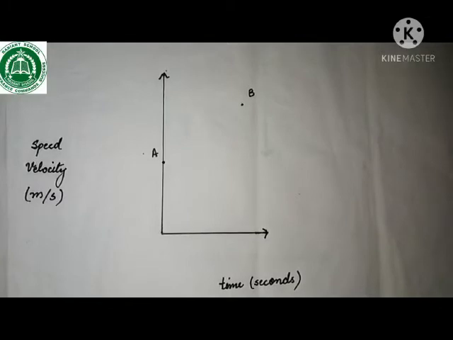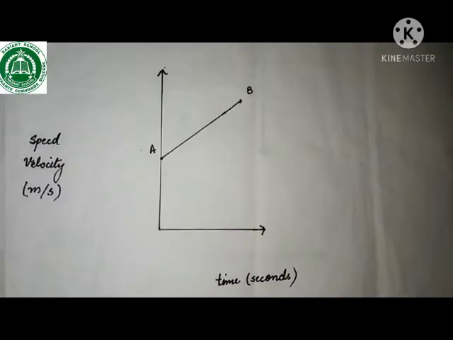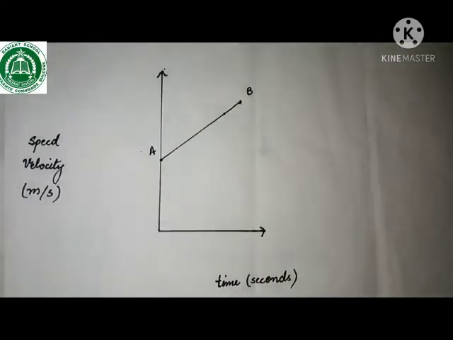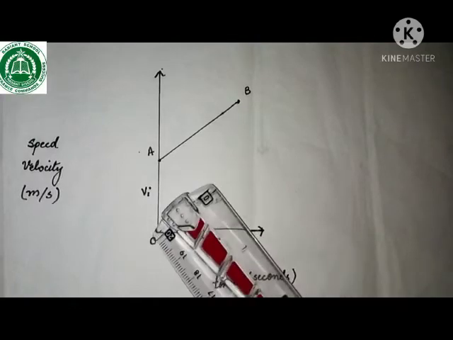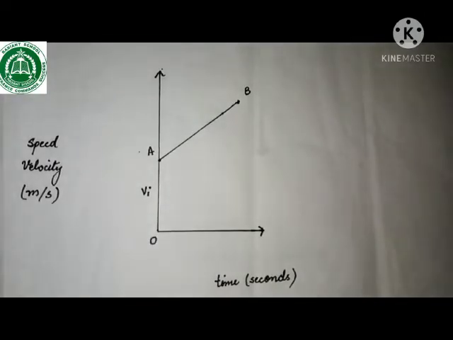The next step is we have to join point A and B with the help of a scale. Now AB is the required graph, but we have to do some further steps at this point. Let me make one thing clear. What is the point A? A is the point at which our observation started, and this is the point where the body was moving with initial velocity VI. So it means that AO distance is equal to VI. VI means any general value, like it can be 5 meters per second, 10 meters per second, 2000 meters per second, whatsoever was the velocity with which the body was moving.